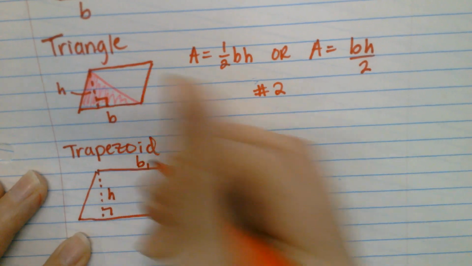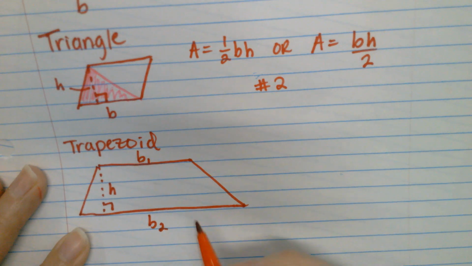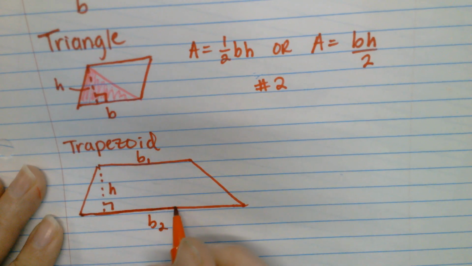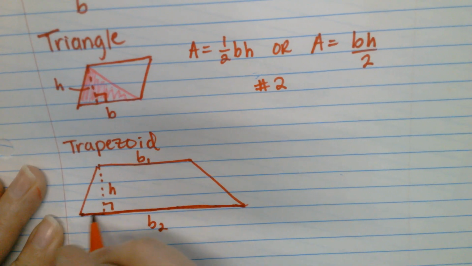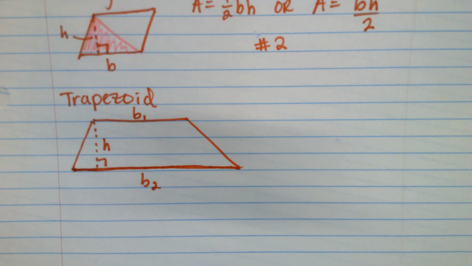So we got base 1 and base 2. Again, the bases don't matter, but they're the 2 parallel sides. And I know I drew mine kind of wonky. My line is not straight. You know, it's okay. Your lines don't have to be straight. Just know that they're supposed to be, they just aren't.